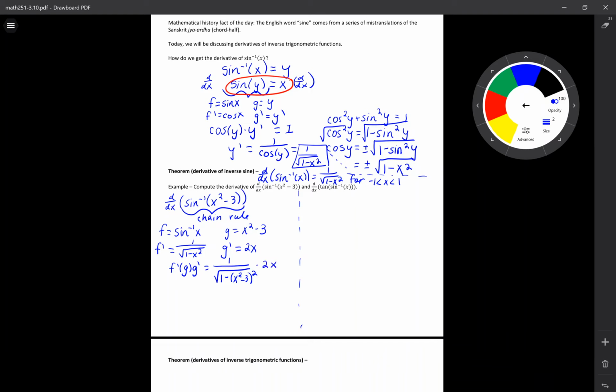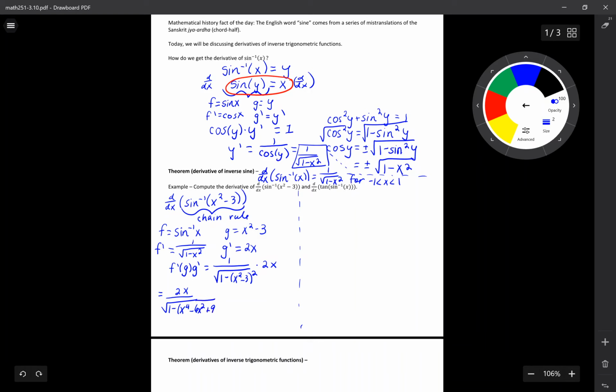So if I simplify this a little bit, I get 2x over square root 1 minus, if I square out x squared minus 3, I get x to the power of 4 minus 6x squared plus 9.